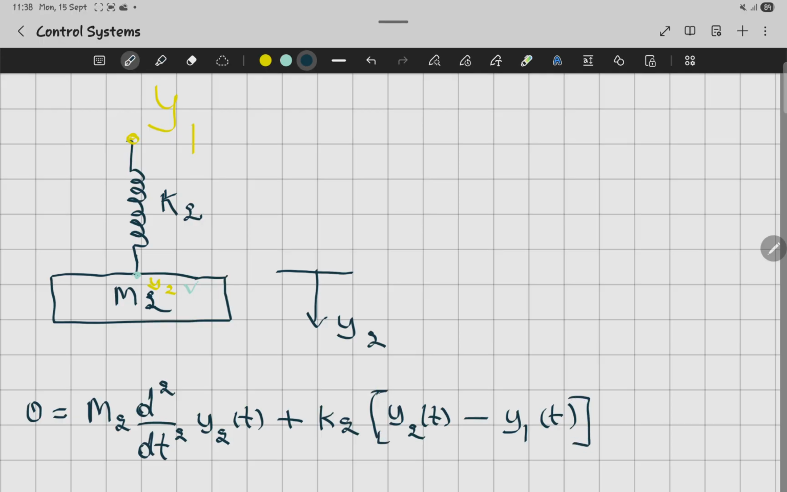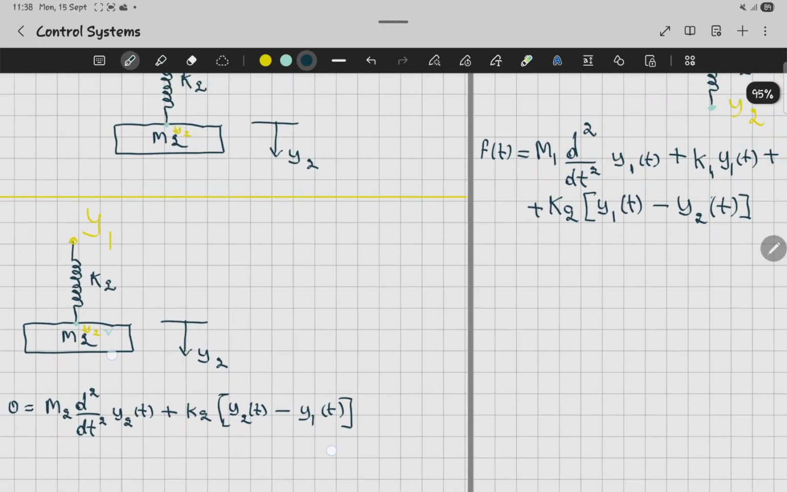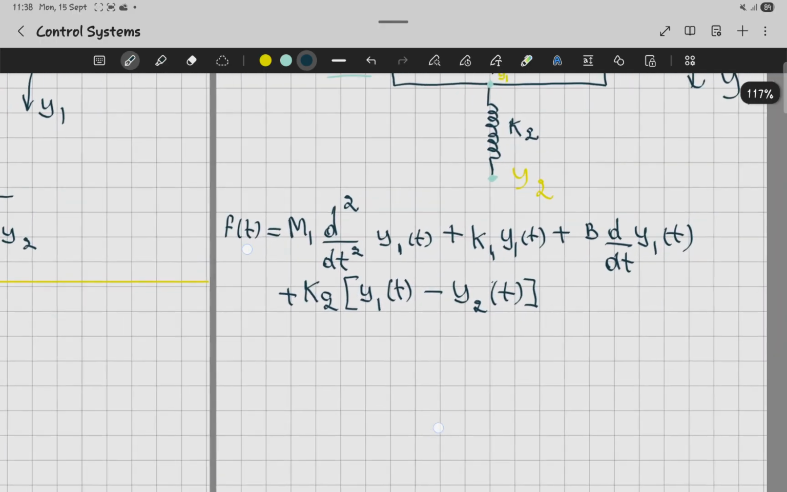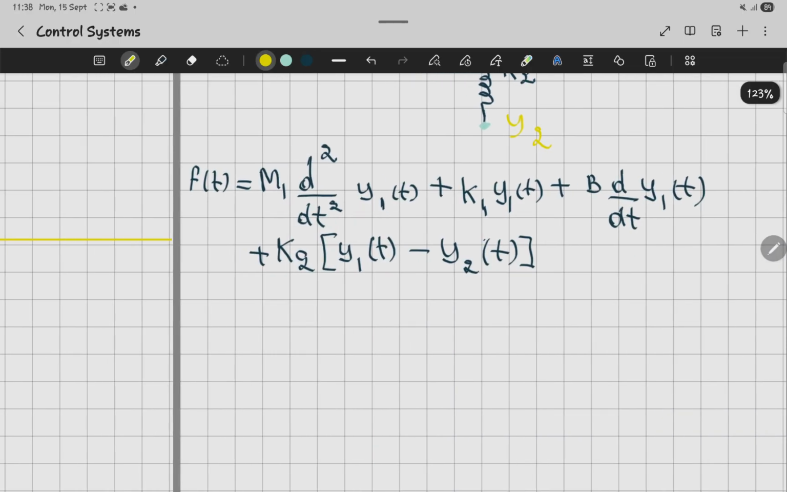So this is what we're going to have in the second equation, and I'm going to convert into S domain, and we're going to assume that our initial condition is equal to 0. Okay, so we're going to take the Laplace transform in order to convert to S domain.